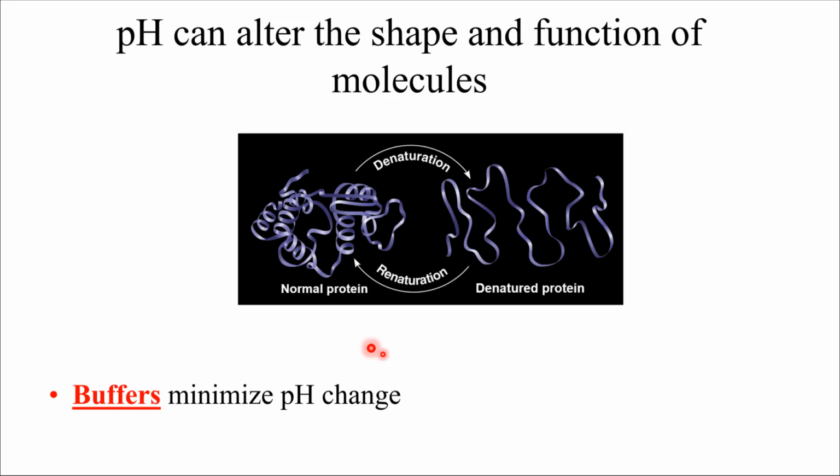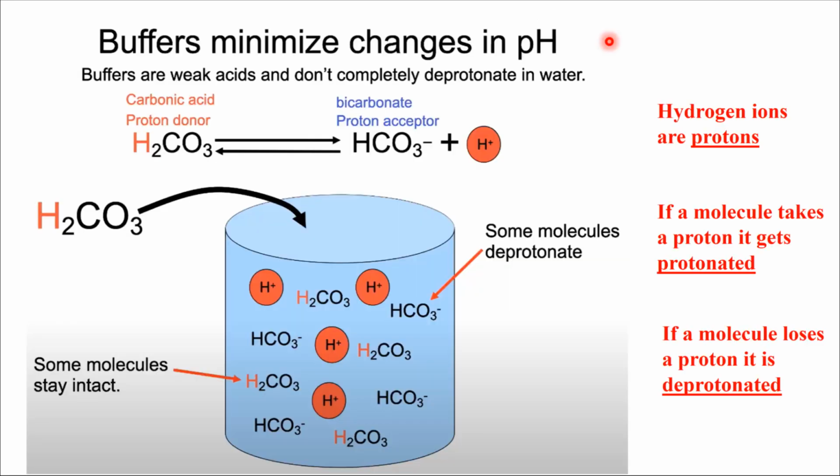And so in the context of a cell, that would mean that this protein, for example, that is folded in its appropriate way for its function, a buffer would minimize the pH change to prevent this from happening, which would be the denaturation of that protein. So buffers minimize changes in pH. Buffers are weak acids that don't completely deprotonate in water.